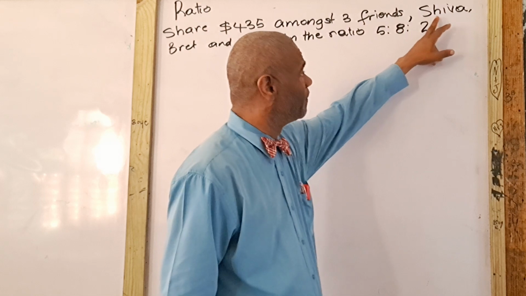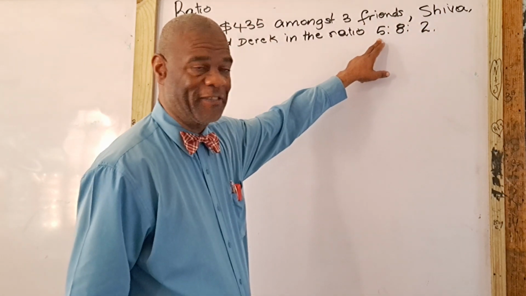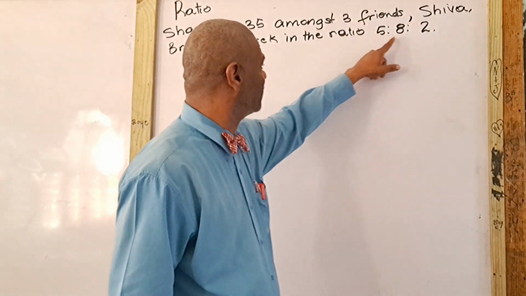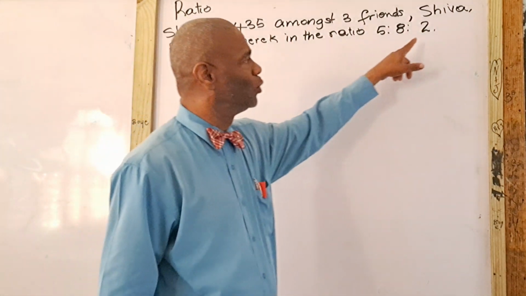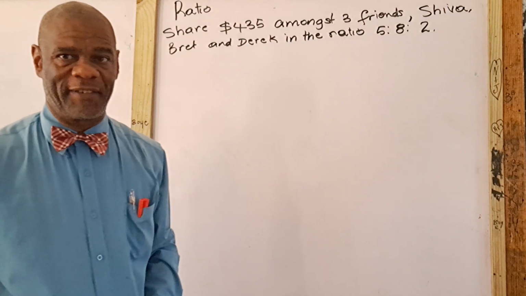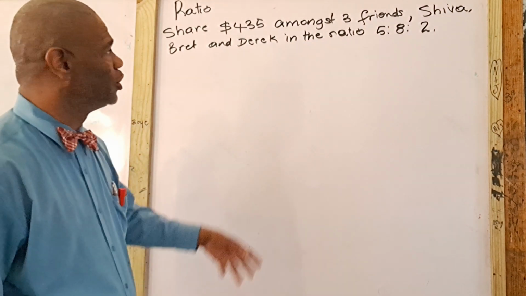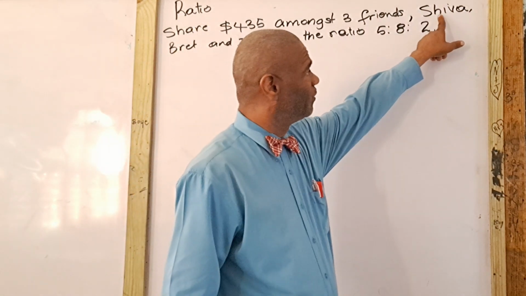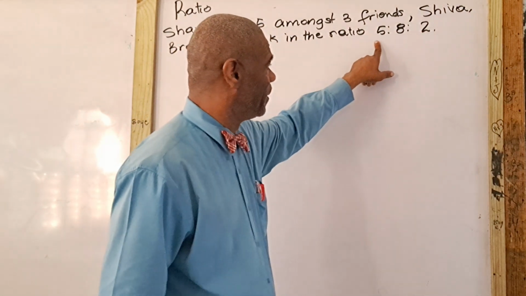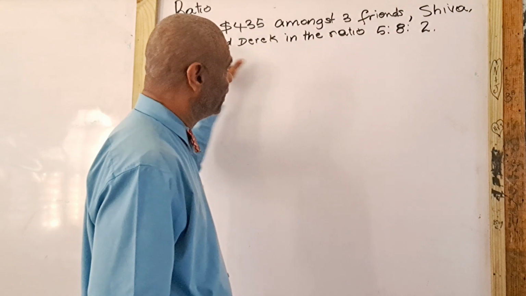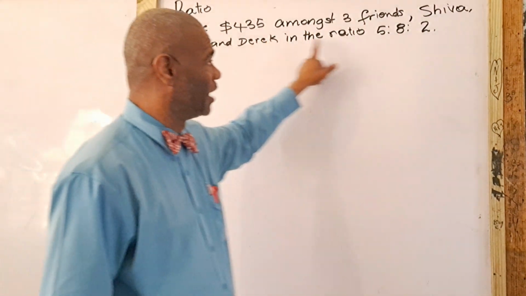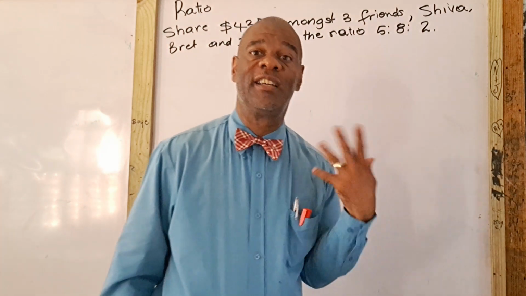So Shiva is to get how many parts? 5 parts. Then Brett is to get 8 parts, and Derek is to get 2 parts. Now, how do we know that? Like I just said, we share them in the order in which they come. So the first person gets 5 parts, the second person gets 8 parts, and the third person, Derek, gets 2 parts, meaning he gets the least.